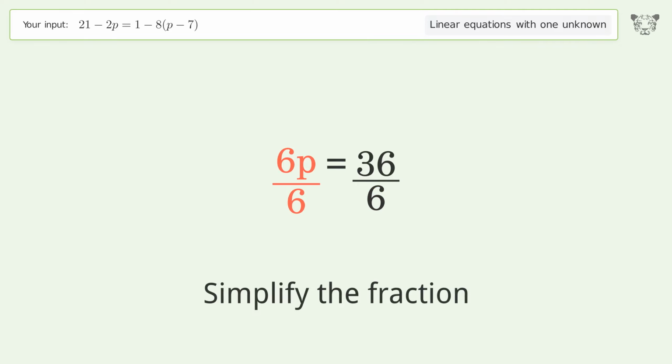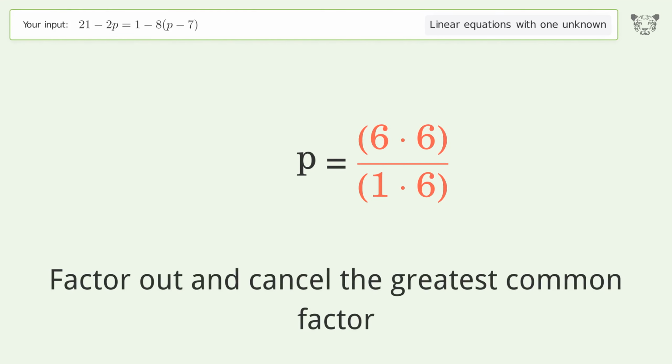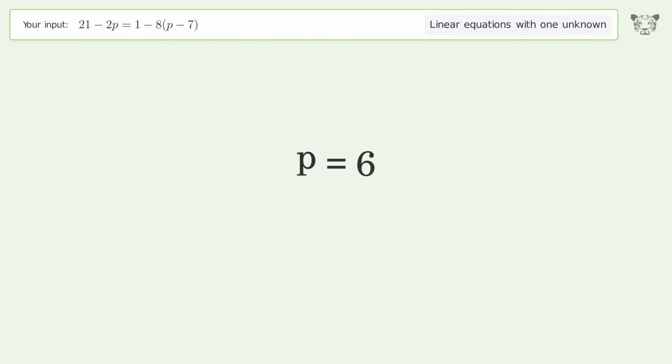Simplify the fraction. Find the greatest common factor of the numerator and denominator. Factor out and cancel the greatest common factor. And so the final result is p equals 6.